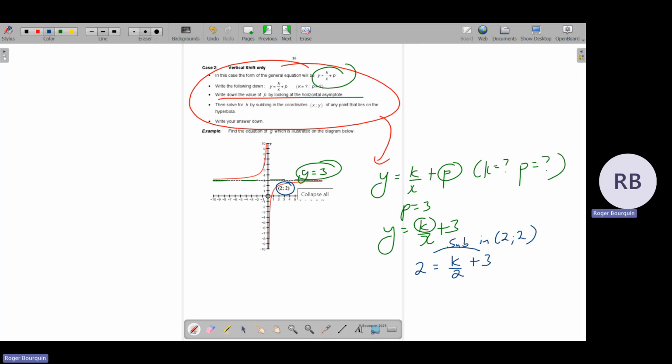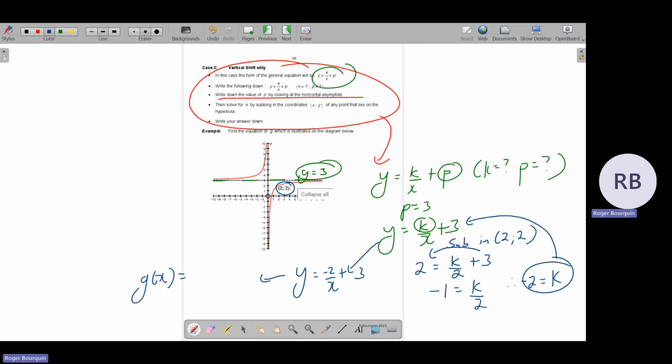Move the 3 to the other side. So I get 2 minus 3, which is negative 1, is equal to k over 2. Times both sides by 2, and negative 2 is equal to k. Now I go back here, stick that back into there, and my final answer is y is equal to negative 2 over x plus 3. The name of the graph was G, so to be fancy, say G of x is equal to negative 2 over x plus 3. And that is the equation of your y.